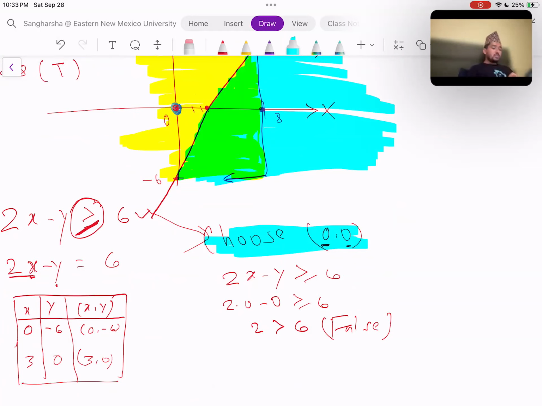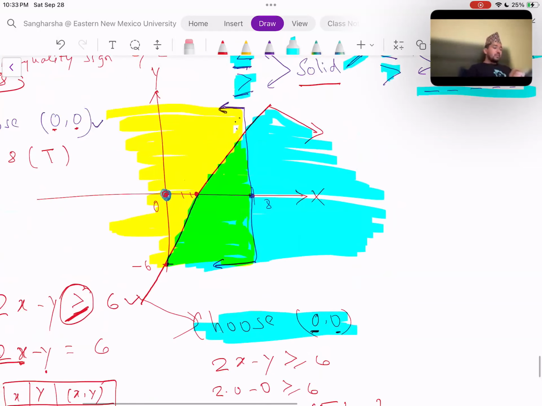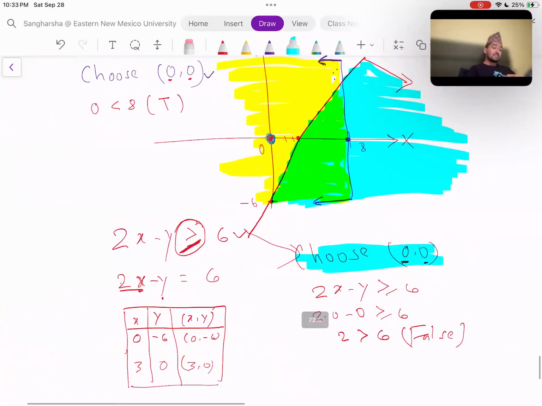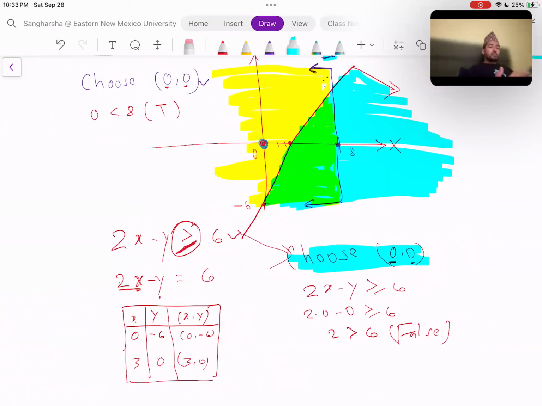And once you choose the point, if it's true, you're gonna shade towards the point. If it's false, you are shading away from the testing point. Okay. Yeah, this is all about solving a system of linear inequalities.